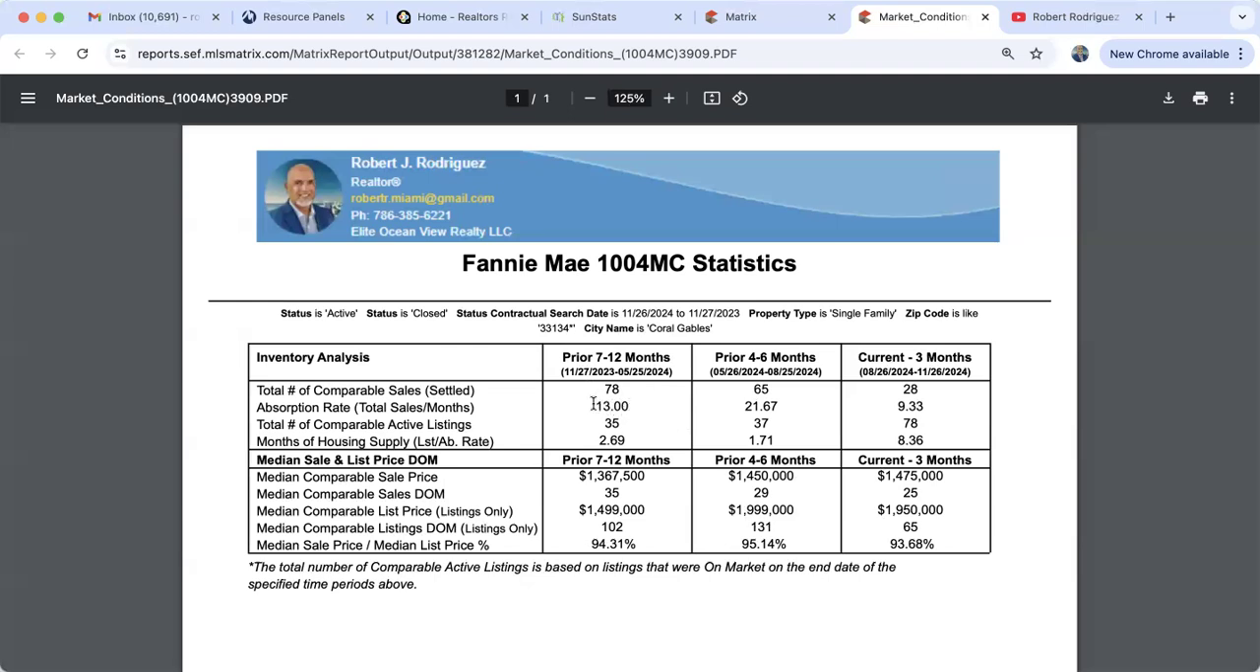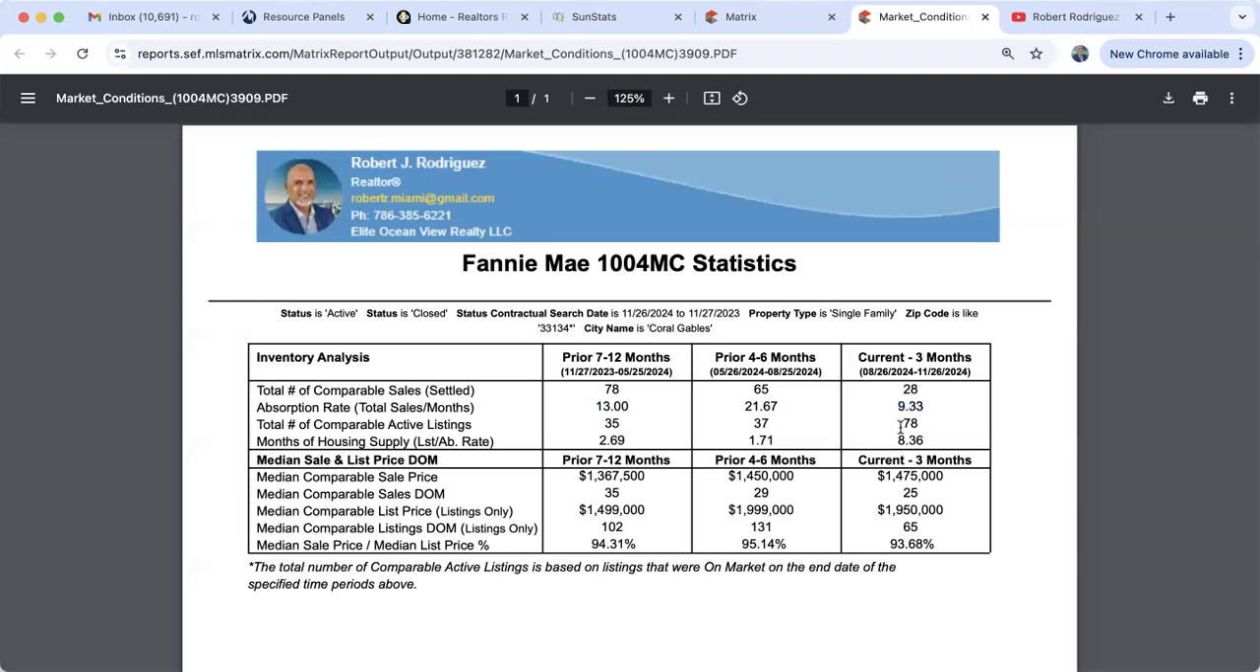The second line reads how many properties sold per month. So when you look at this, during the first 6 months of your study, they were selling 13 properties per month. Jump to the summer months and they were selling 21 and a half properties per month. During the last 3 months, it's now lowered to 9.3 properties per month. So the market is definitely slowing down.